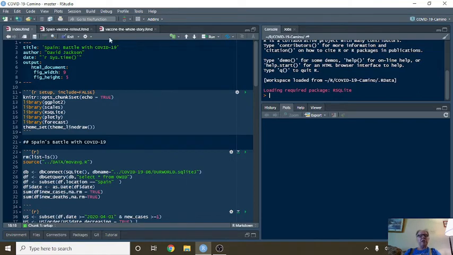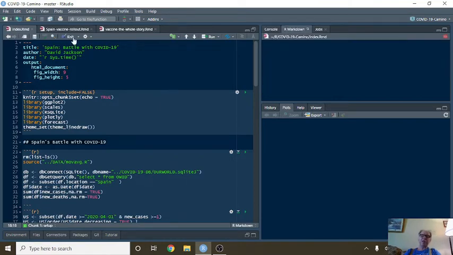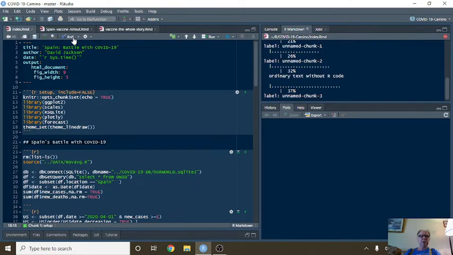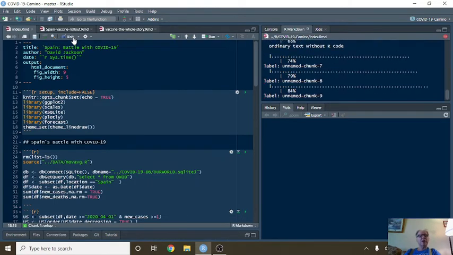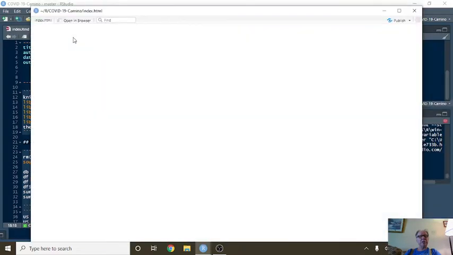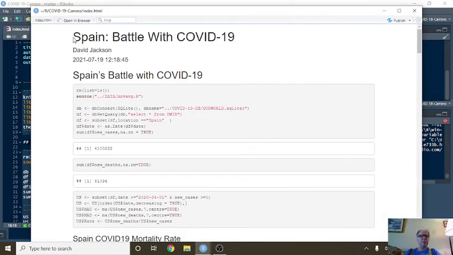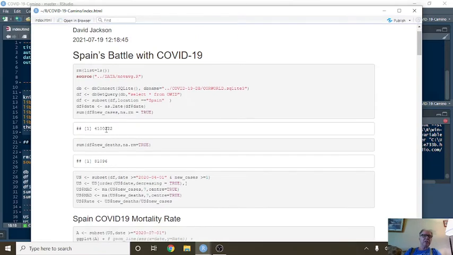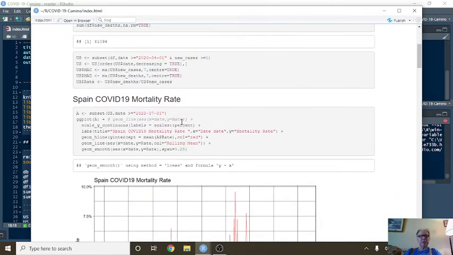Let's get on with the show now. I'll just remind you that Spain only records cases and deaths Monday through Friday. It does not record cases or deaths on Saturday and Sunday, but instead adds Saturday and Sunday's numbers onto Monday's numbers. So you can see what we have here: 4.1 million cases, 81,000 and change in deaths.